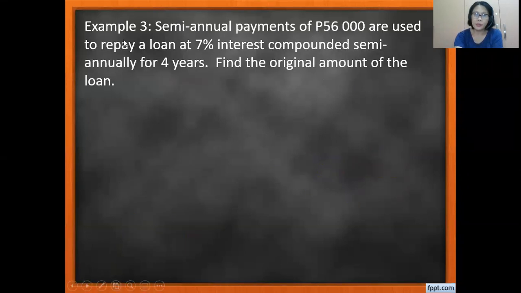Now, in our number three problem, semi-annual payments of 56,000 pesos are used to repay a loan at 7% interest compounded semi-annually for 4 years. Find the original amount of the loan. Again, this is working on the present value. This is the annual interest rate, and this is the periodic payment, the semi-annual payment.